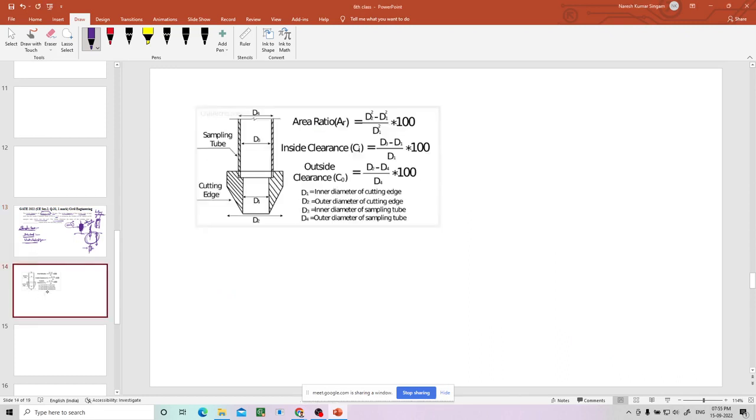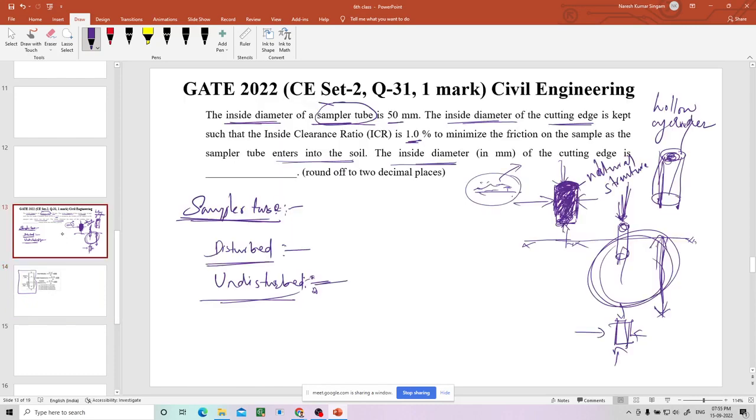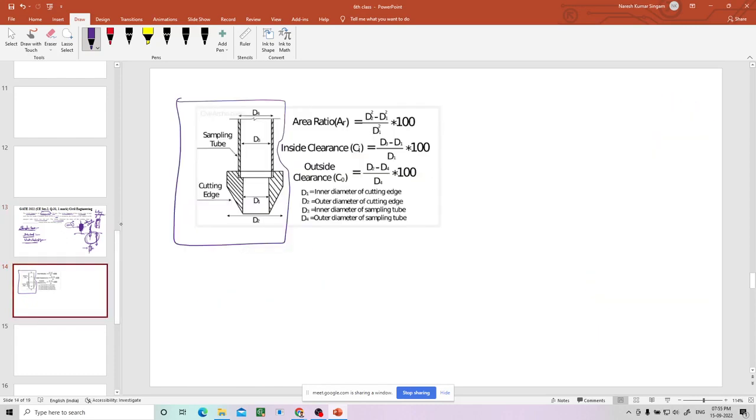See, this is the sampler tube. One part of the sampler tube is the sampling tube like this, and at the bottom it has the cutting edge, because it will cut soil. While cutting, it goes inside. This part is the cutting edge, and this part is the sampling tube.